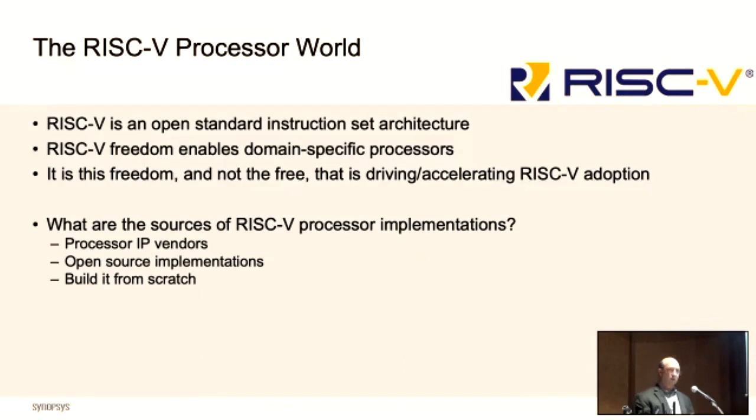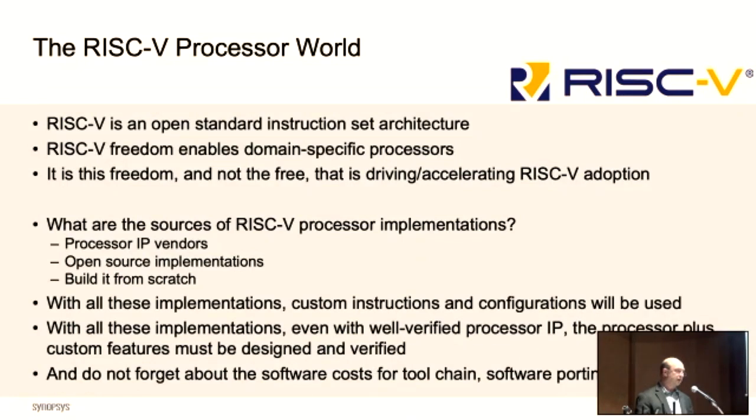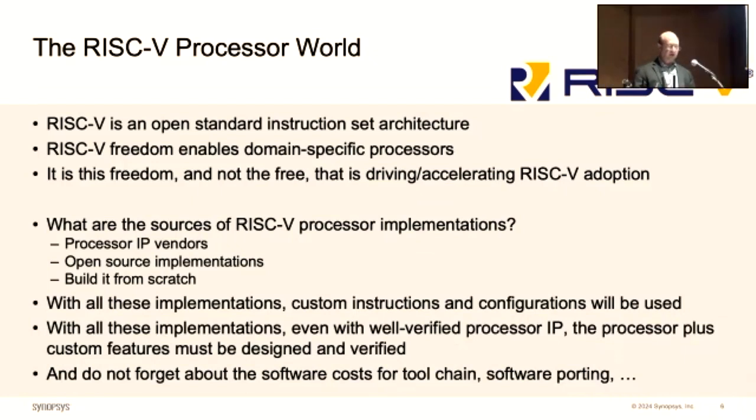There are 3 different ways that people build RISC-V processors. One is that they license the processor IP from one of the RISC-V vendors. We've had a few of those this morning already. A second is open source implementations. There are open source implementations as well. And the third is to build the RISC-V processor from scratch. With all these implementations, custom instructions and custom configurations will be used.